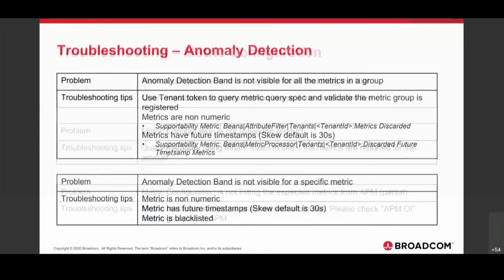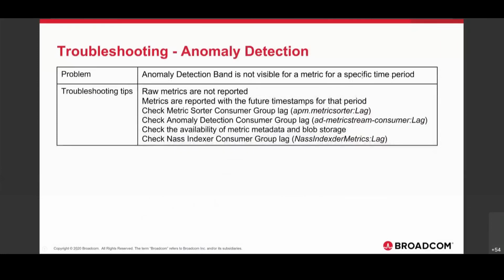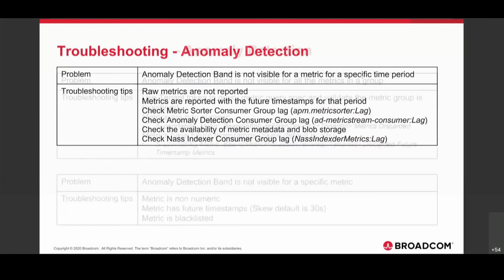Now moving on to anomaly detection, the common thing that we actually see is anomaly detection bands are not visible for all the metrics in a group. In the sense, if I create a group and enable it, I'm not seeing the metrics itself. So I'm not seeing the band for any of the metrics in the group, or I am not seeing it for a specific metric, or the third case is for a specific time period, I'm not seeing a metric. So the bands, those are the three common use cases.